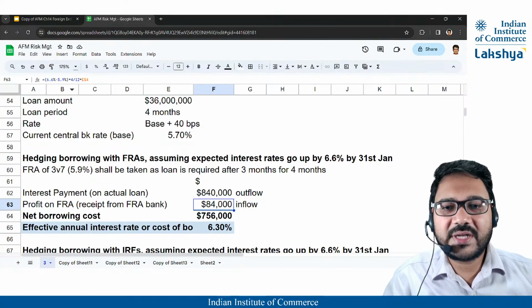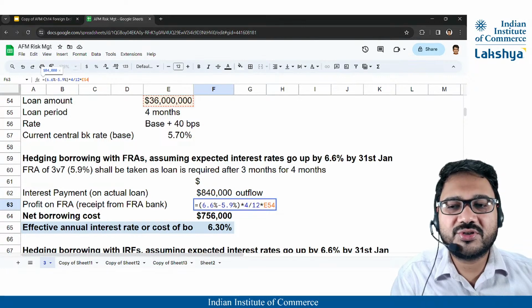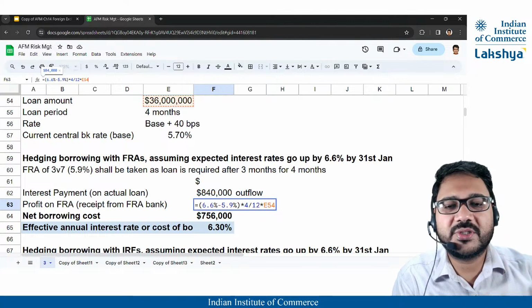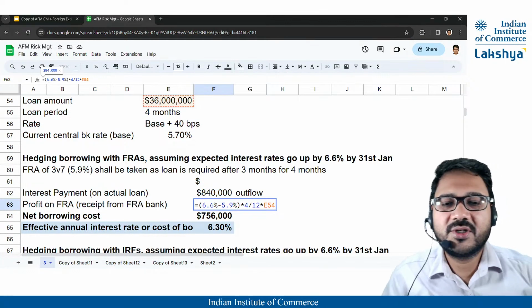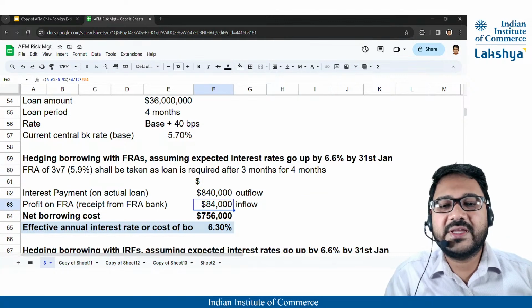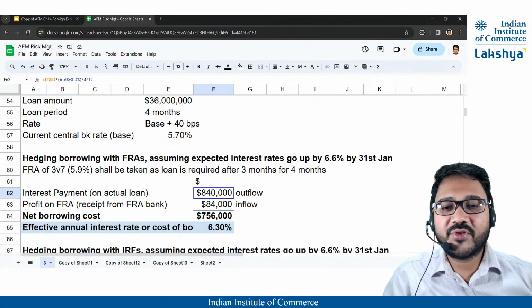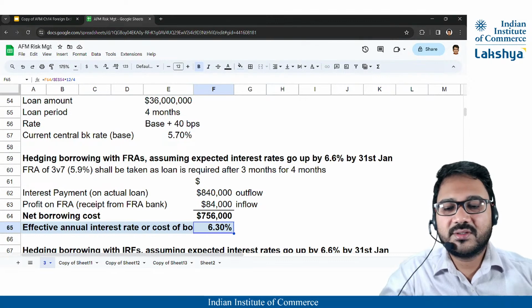Okay, so 6.6% minus 5.9. Wait, let me just show it to you. So 6.6% is the actual loan rate. Okay, but you have the obligation to take the loan at 5.9. So the differential is the profit that you are making. Okay, that is close to 0.7%. Okay. Now this is for a 4-month loan. So 4 by 12 into the loan amount, 36 million. All right, that's $84,000 inflow. That's the profit. So $840,000 is your outflow, the actual interest that you need to pay on the actual loan, and the profit that you are making in the forward contract is $84,000. So net, your total outflow is $756,000. So if you look at an effective annual interest rate or cost of your borrowing, it will be, wait, let me just shift this here.